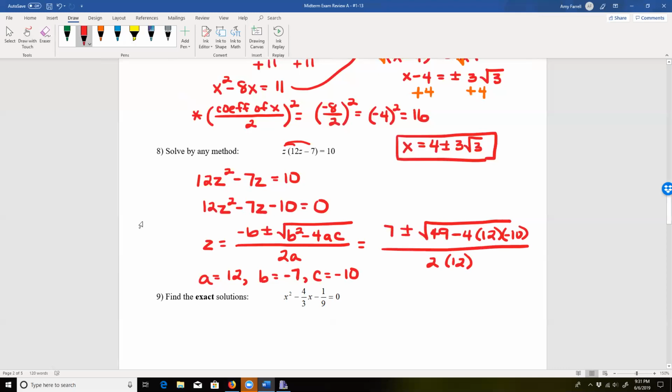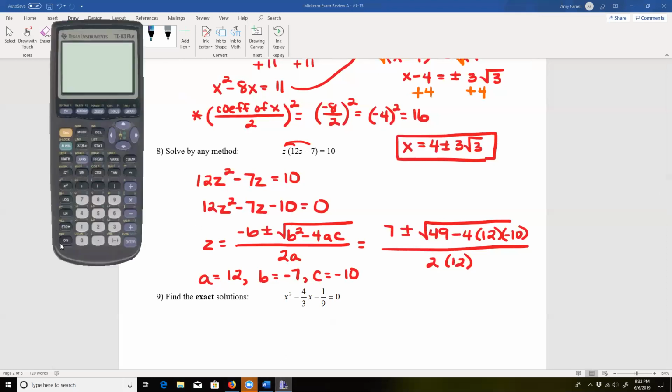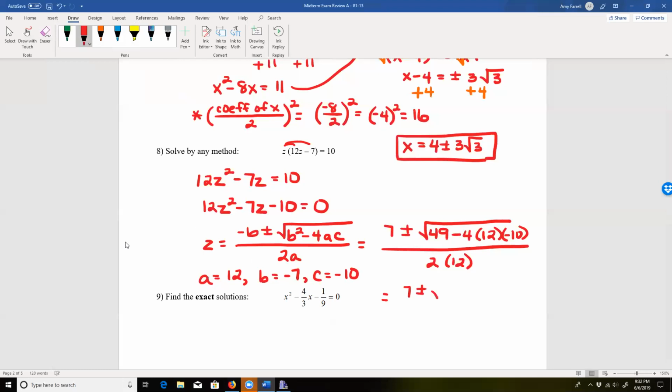Now, underneath the square root, it kind of looks like we're going to get a negative number, but we're not. Sorry, my 4 looks kind of funny. We're not going to, because although we are subtracting, what follows the subtraction symbol is a negative number. So it's going to be minus a negative, which is going to end up being plus. I'm just going to do this second part here. If I take 4 times 12 times negative 10, I get negative 480. So we've got 7 plus or minus the square root of 49 minus negative 480. This is what I was talking about, where we end up doing plus there. And then all over 24.